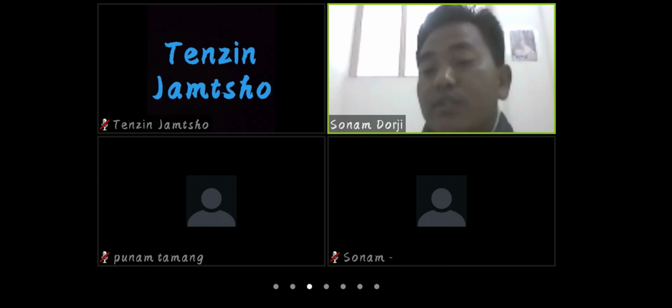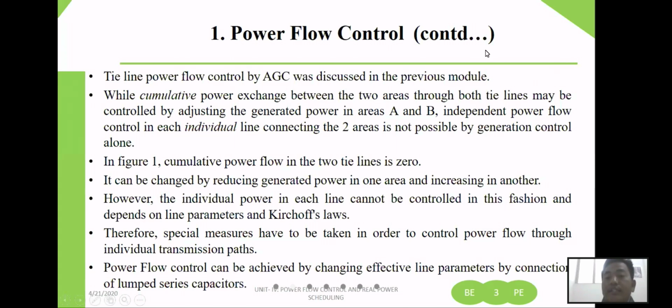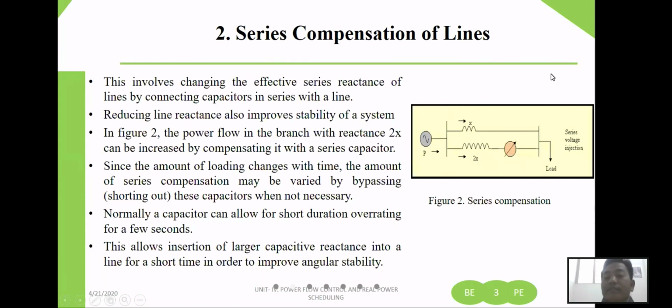If this tie line requires 125, it will supply 125, but it will not check whether this tie line can carry this 125 or not. If it is not able to carry 125, then there should be other ways by which we can carry it out. So we can use a series capacitor and try to improve the tie line transmission capacity to 125. This is how we have got a history of series compensation of a line.